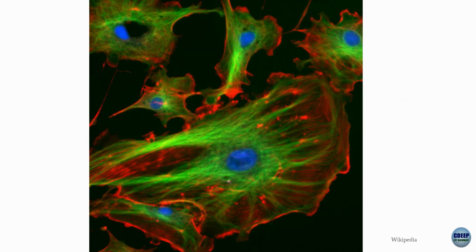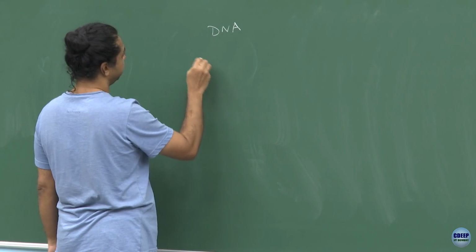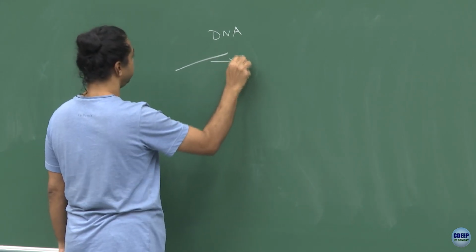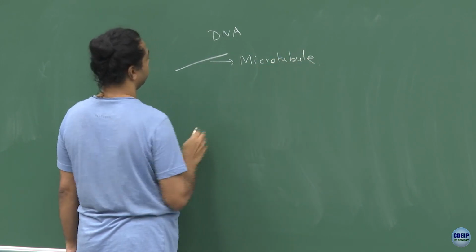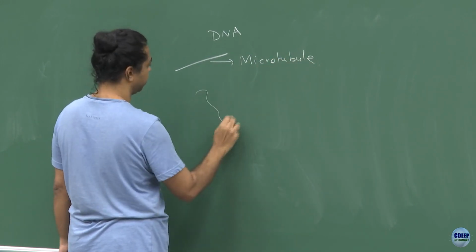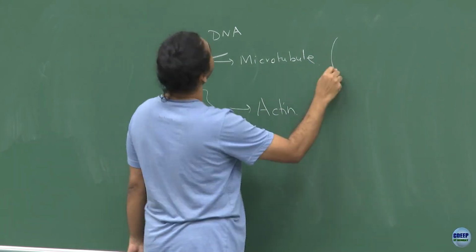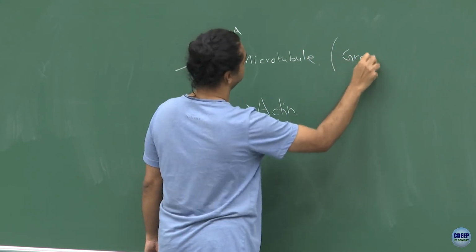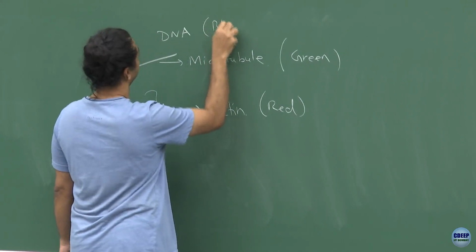Okay. So, here is an image of a cell with certain things stained. What is stained are three things. One is DNA, the other is a type of filament called microtubules, and another is another type of filament called actin. So, the microtubules are in green, the actin is in red, and the DNA is in blue.